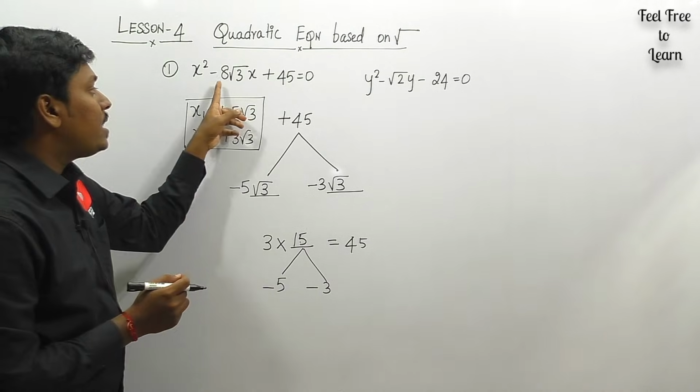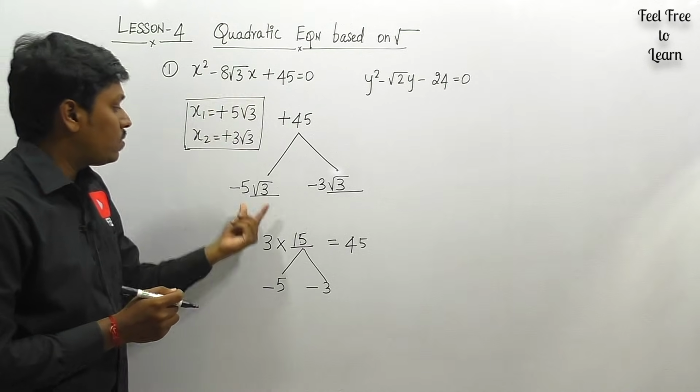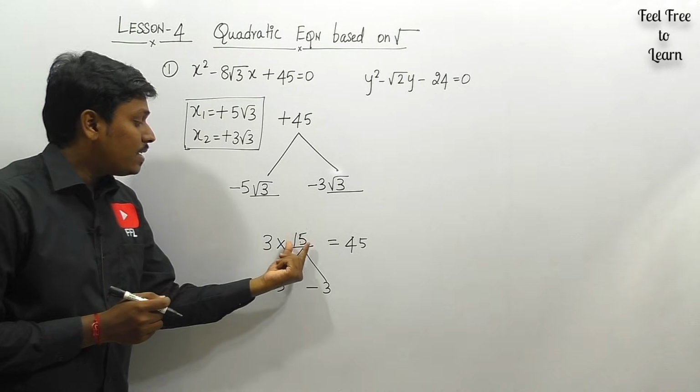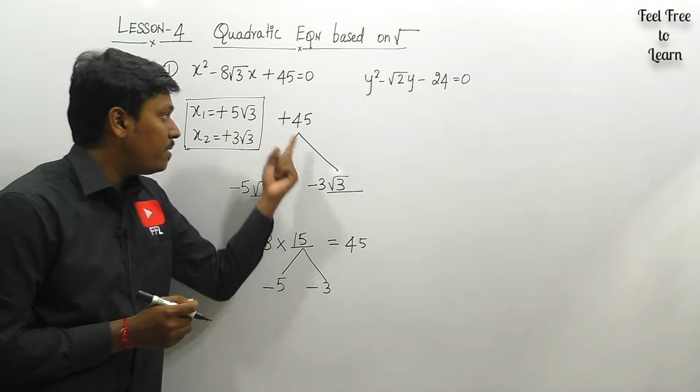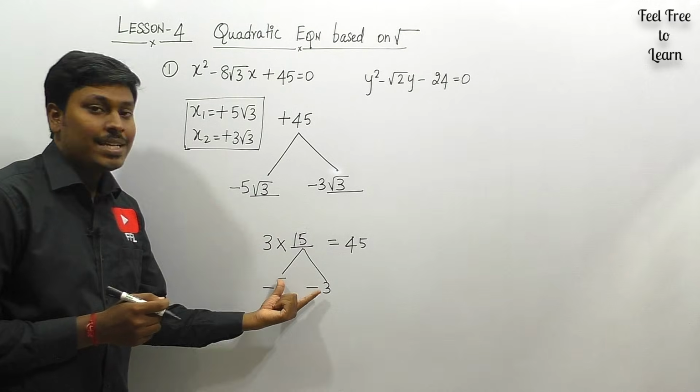Initially you need to concentrate on this number, that is minus 8 root 3. First of all, write root 3 here. Root 3 into root 3 will be 3. So 3 with the number that we are going to multiply, the resultant should be 45. The only way, 3 into 15 will be 45. Now split this 15 as 5 into 3.